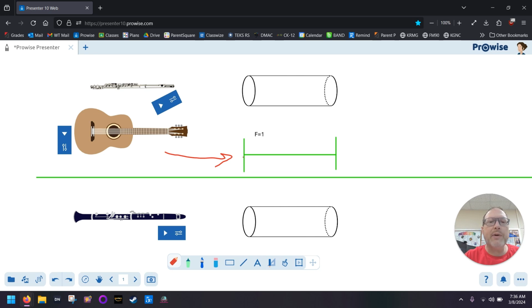Now, the lowest standing wave you can get is something called the fundamental frequency, okay? That's when you have a standing wave with just one antinode, like that right there.